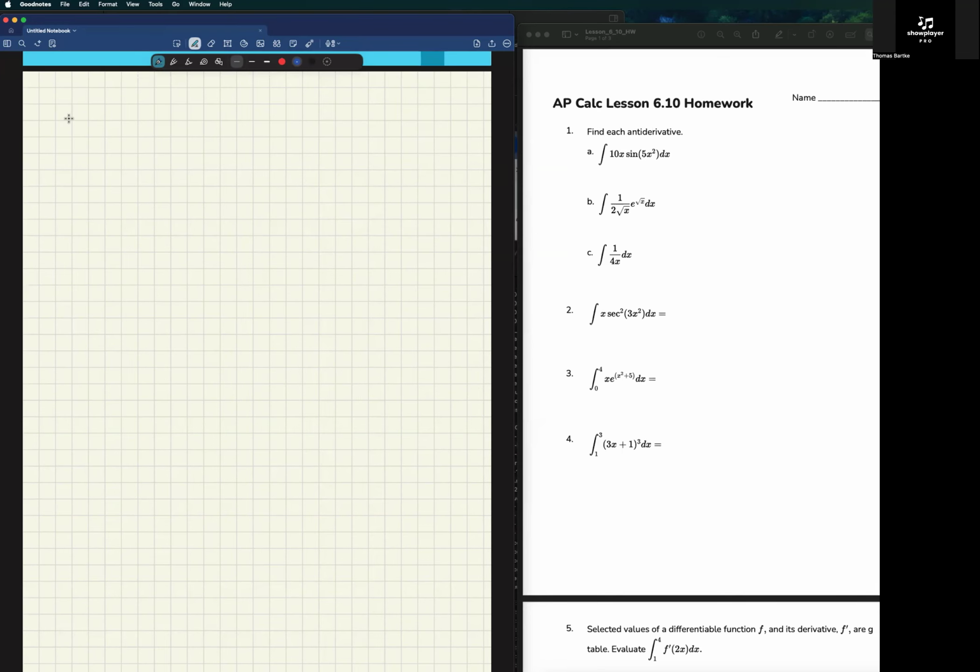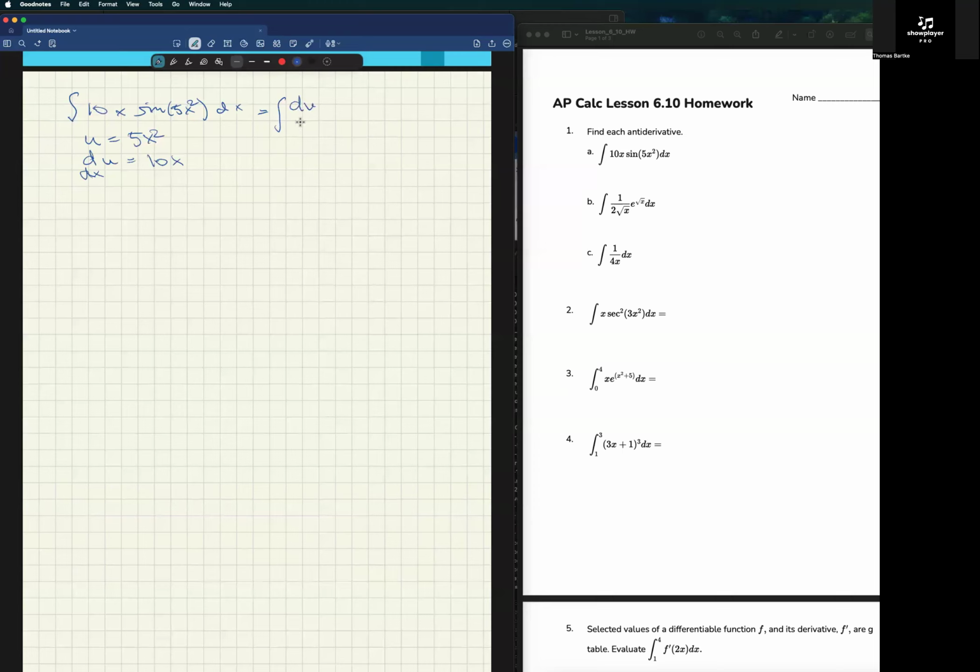All right, so the first one here, 10x sine 5x squared dx. That's a pretty simple choice. U is going to be 5x squared. Du is going to be 10x dx, like so. So dx can be that, or we can go this route in this case and just substitute 10x for du dx.